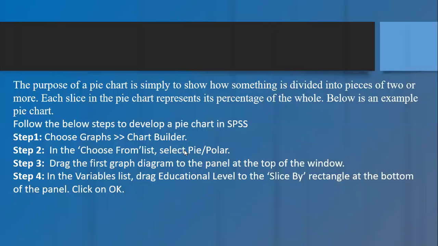So what is the pie chart and how it is created? The purpose of a pie chart is simply to show how something is divided into pieces of two or more. Each slice in the pie chart represents its percentage of the whole. Below is an example of the pie chart. You can follow these steps: you need to choose graph, chart builder. In the choose from list, select pie or color, and then you can slice by rectangle at the bottom.